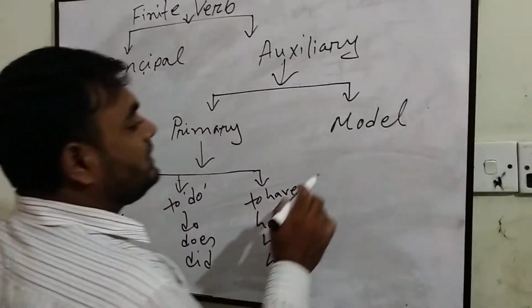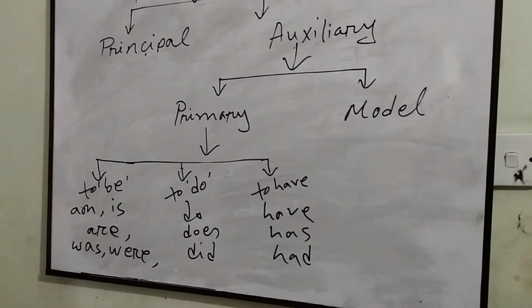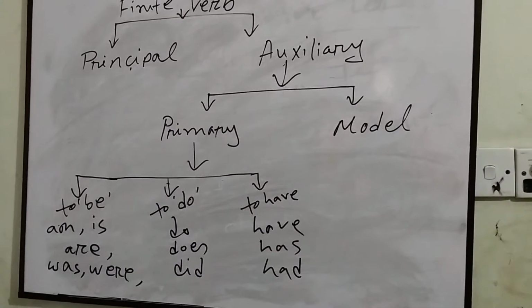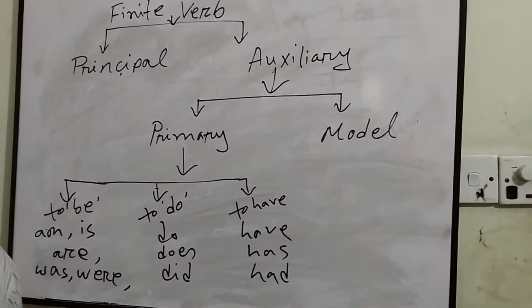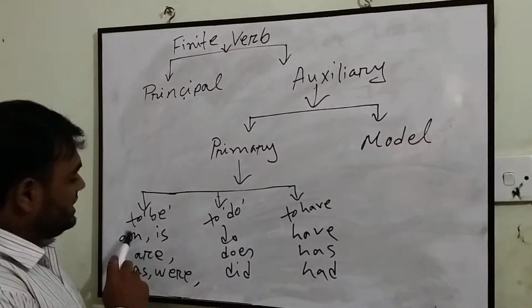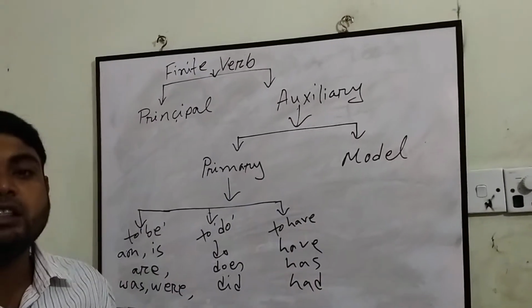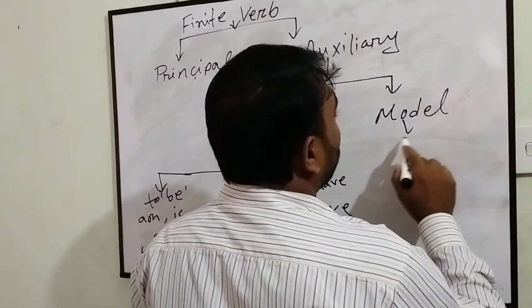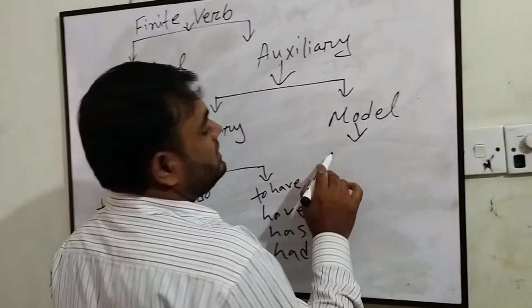Okay, and you know that we use all these verbs to make sentences, to make tense, to make voice, to make mood. We have to use all these auxiliary verbs. There is also another type of auxiliary verb. This is called modal auxiliary verb. I am writing some modal auxiliary verbs.